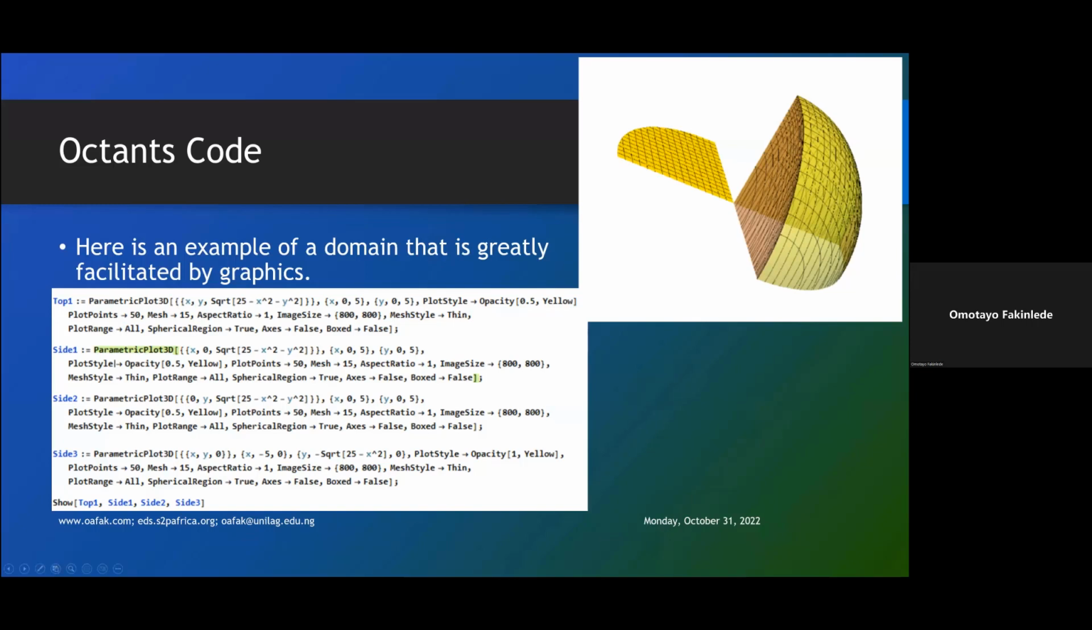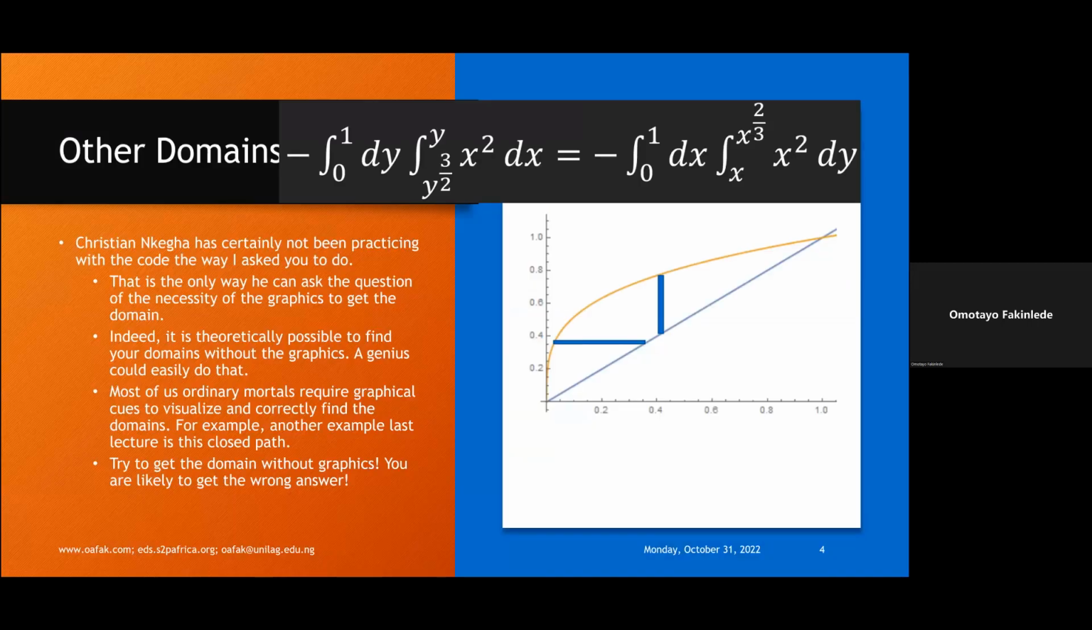Christian certainly has not been practicing with the code, and he's not alone. He hasn't been practicing with the code the way I asked you to do. I kept asking you, practice with the code, practice with the code, practice with the code.